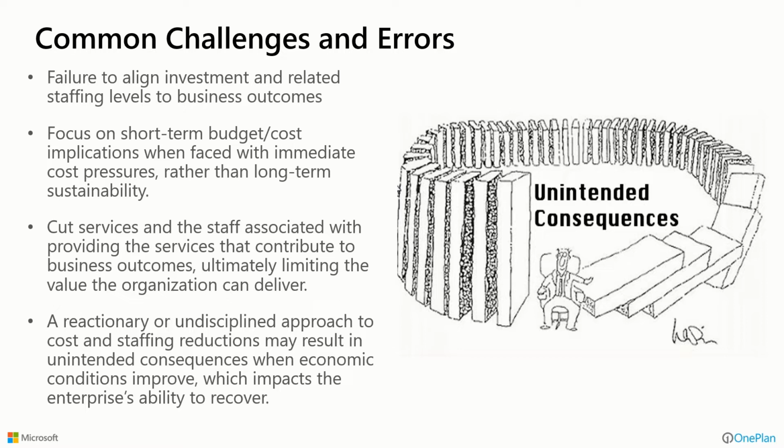And so if we cut the services and staff associated with providing the services that contribute to the desired business outcomes, ultimately, we're going to limit the value that our organization can deliver to our customers and take advantage of what remaining business opportunity there is for us. So a reactionary or undisciplined approach to cost and staffing reduction can result in very unintended consequences when economic conditions improve or when we want to recover from that scenario. That cartoon there just really indicates that this stuff can have a domino effect and unintended consequences that we didn't foresee.